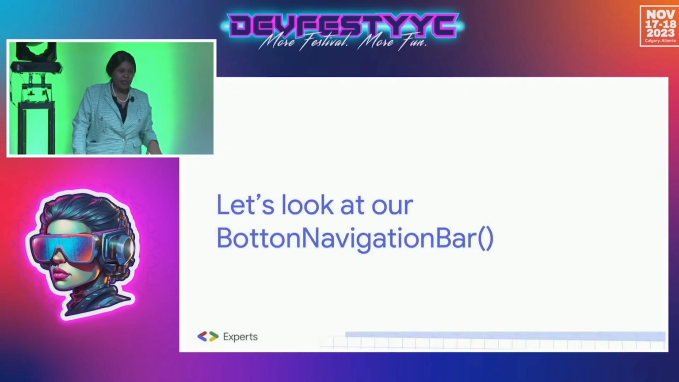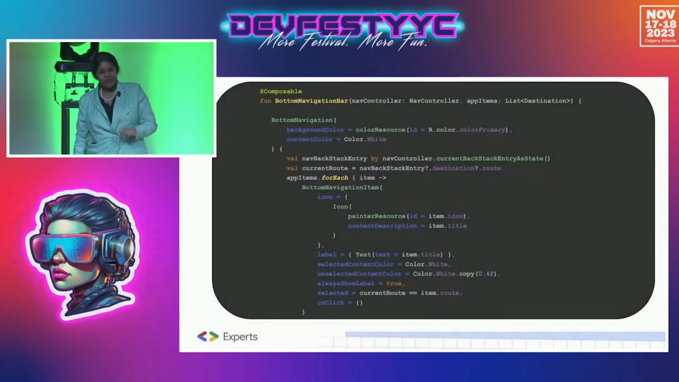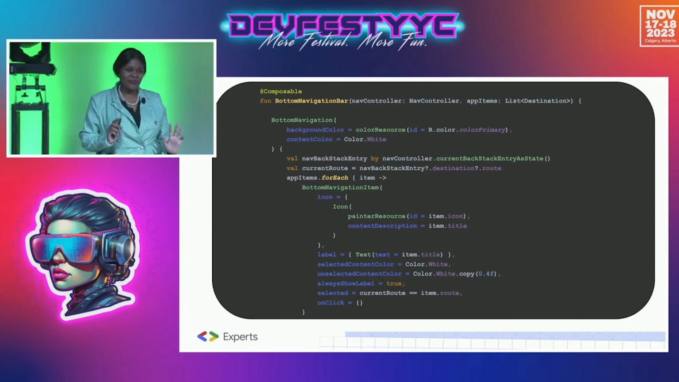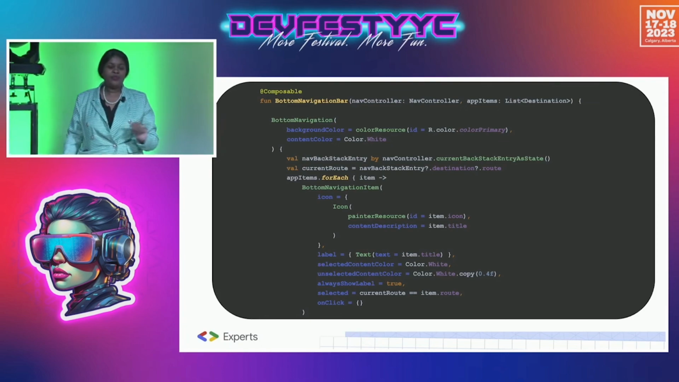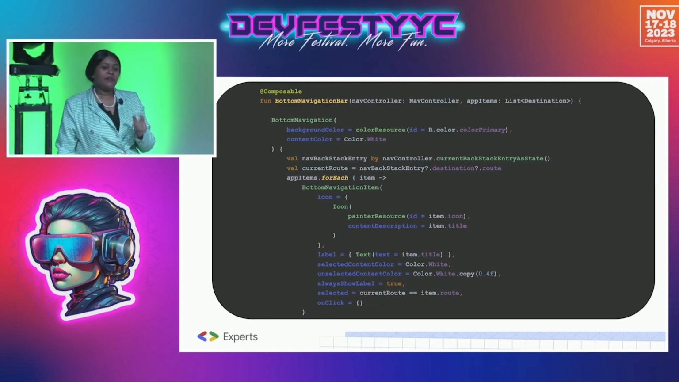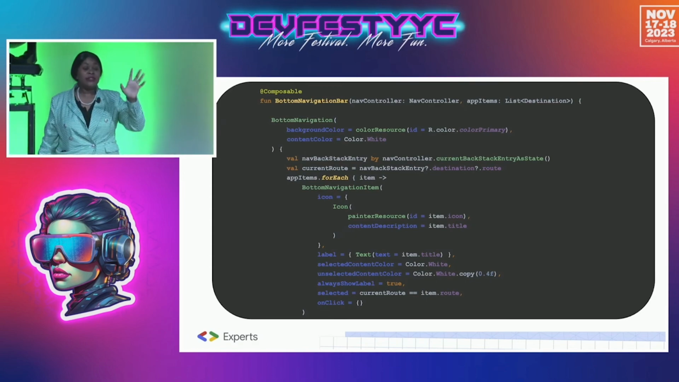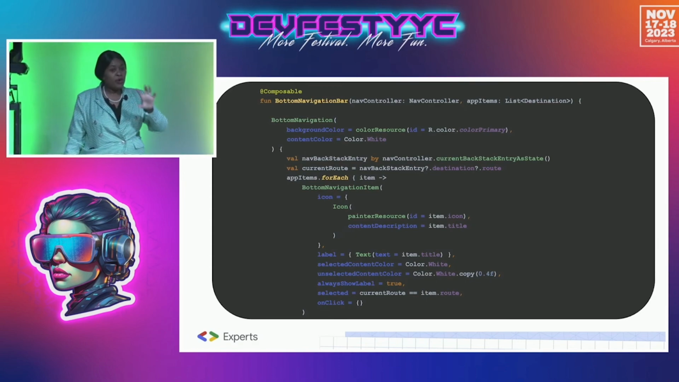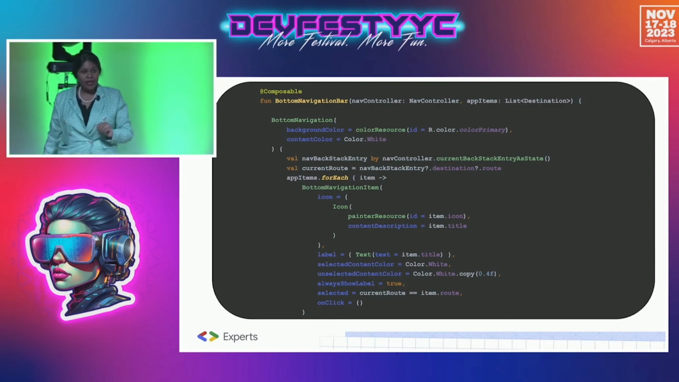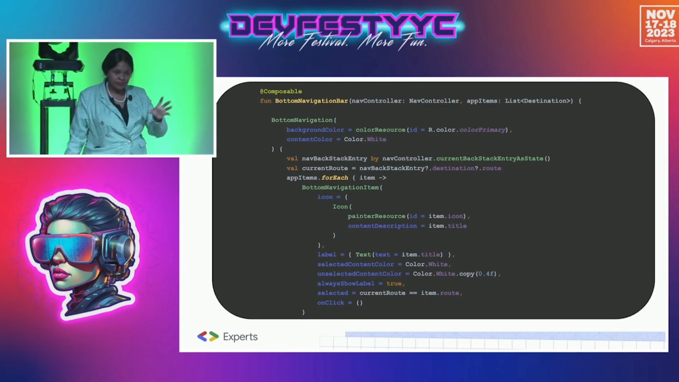So if you want to access something from anywhere, create a companion object, and you'll be able to capture it pretty easily. And when we go to the bottom navigation bar, which I know is a lot of code, but stay with me. In our bottom navigation bar, we have the nav controller, and then we have the app items. Within the app items, we have the list of destinations, the sealed class that I created. The bottom navigation is provided to us by Jetpack Compose, and there I'm setting the color in the first step.